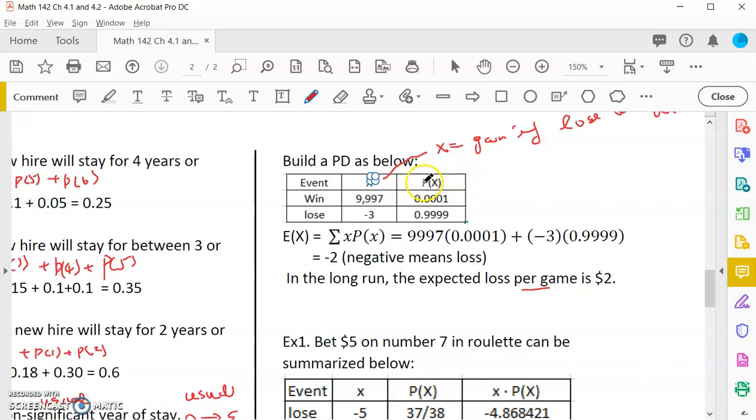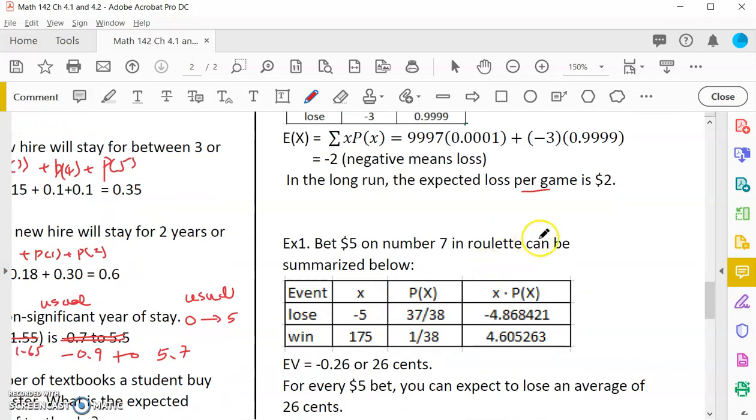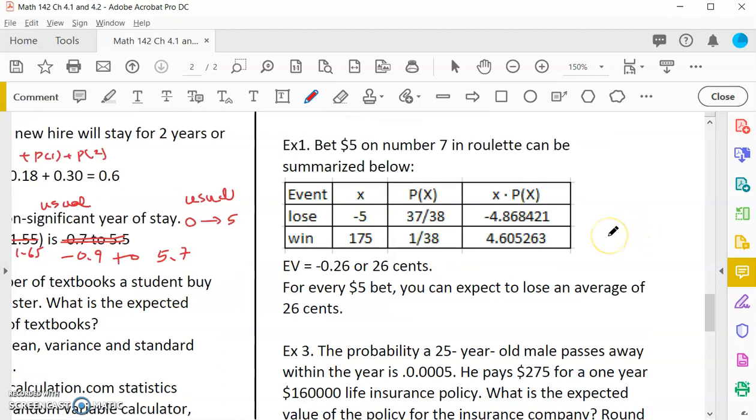So how do they know this P of X? They usually do it by relative frequency. They check how many people are winning and how many are losing, so they would know the table.